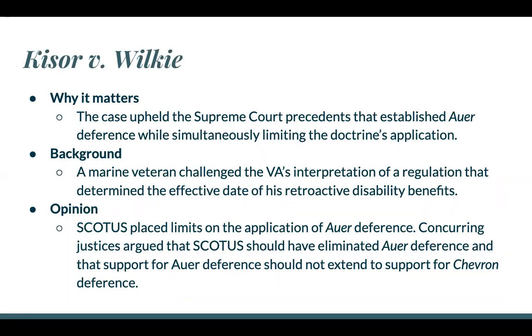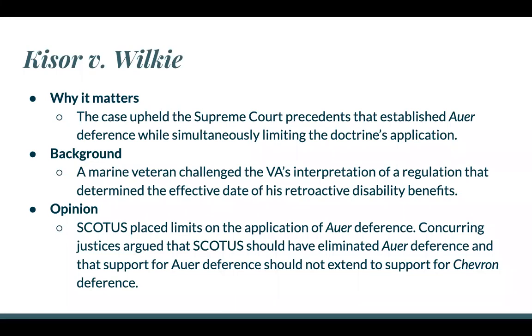So since this was a 9-0 decision, does that mean that all of the justices agreed on these new Auer deference limitations? Well, yes and no. So it was a unanimous decision, but there were 3 separate concurring opinions authored by Justices Roberts, Gorsuch, and Kavanaugh, and joined in part by Justices Thomas and Alito.